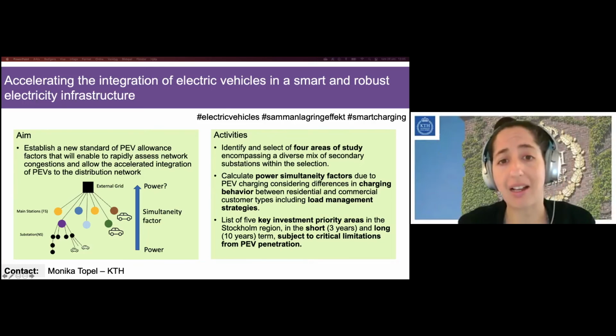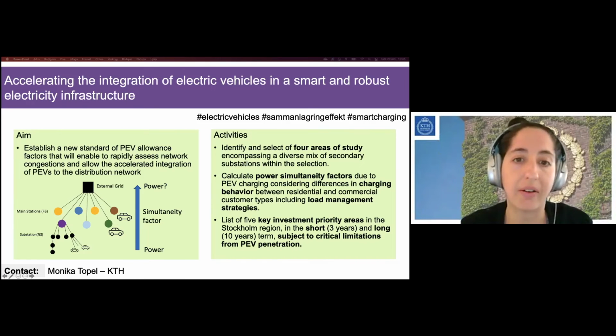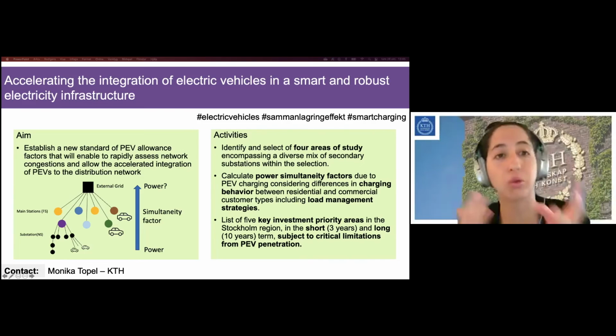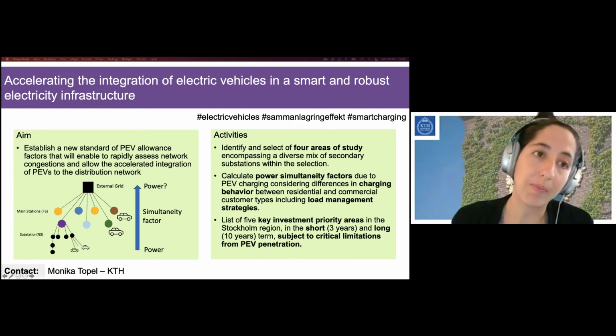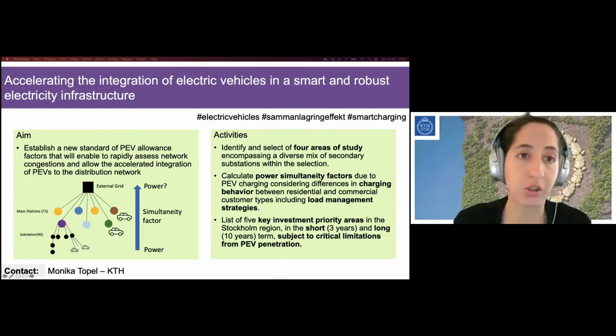As for activities, I named them here to the right. We will base our study on identifying and selecting 4 relevant areas, trying to encompass different types of customer substations. And we will do our power flow analysis to calculate these power simultaneity factors due to EV charging, due to smart EV charging, or a base case without any EV charging. In that way, we will also look at the possibility of load management strategies to alleviate the power congestions.